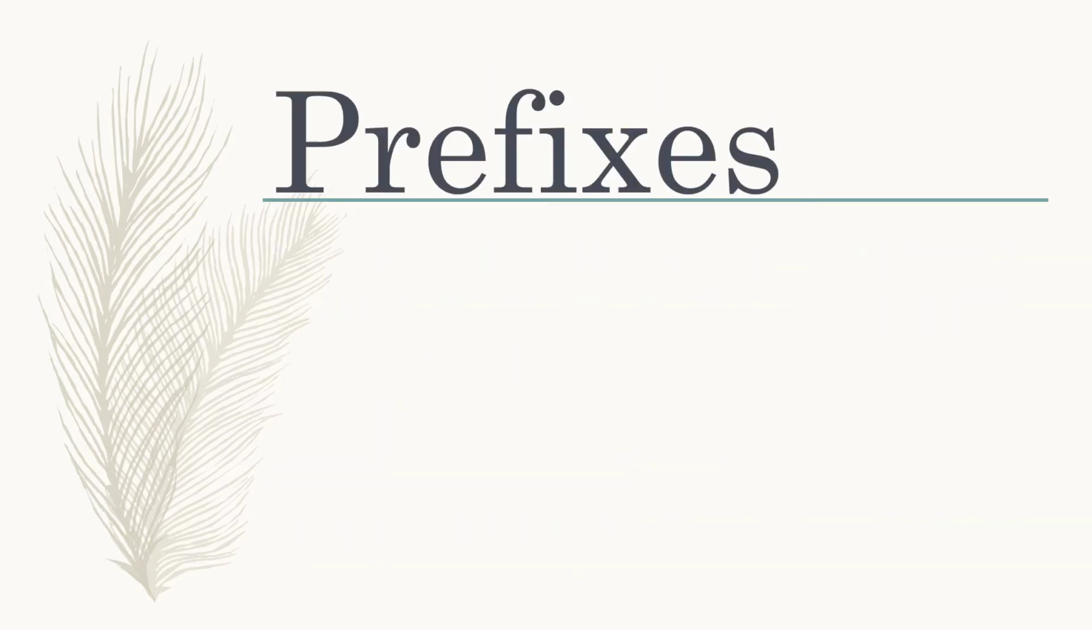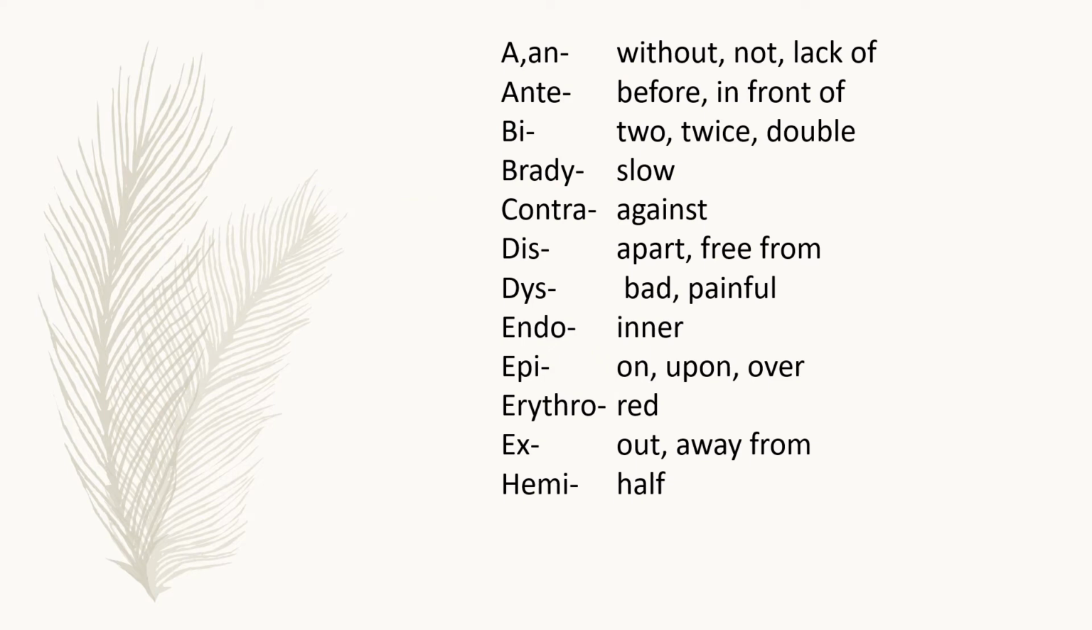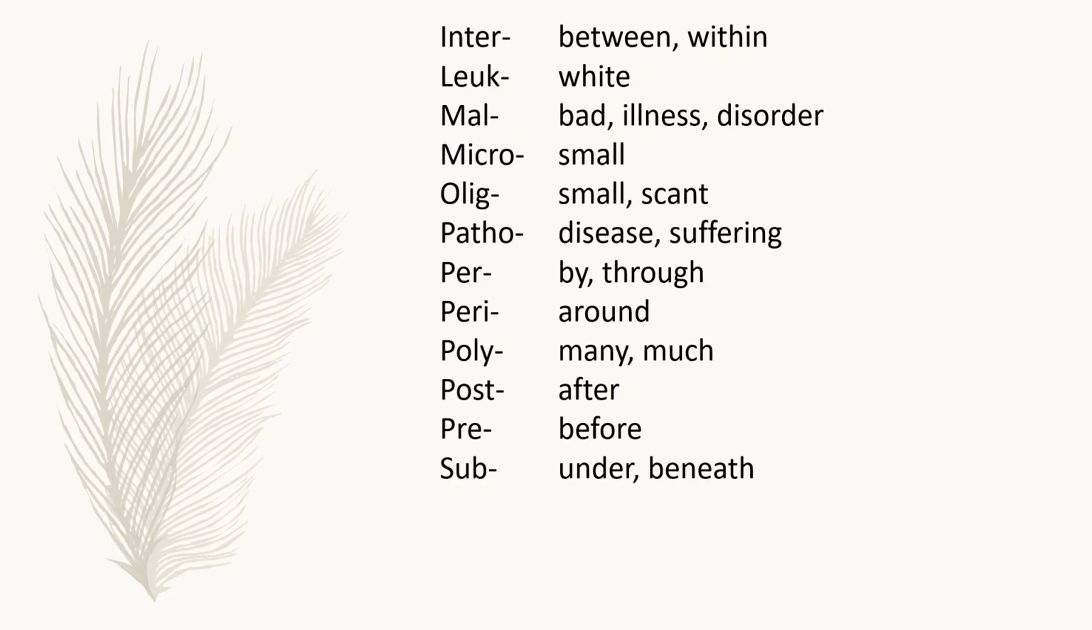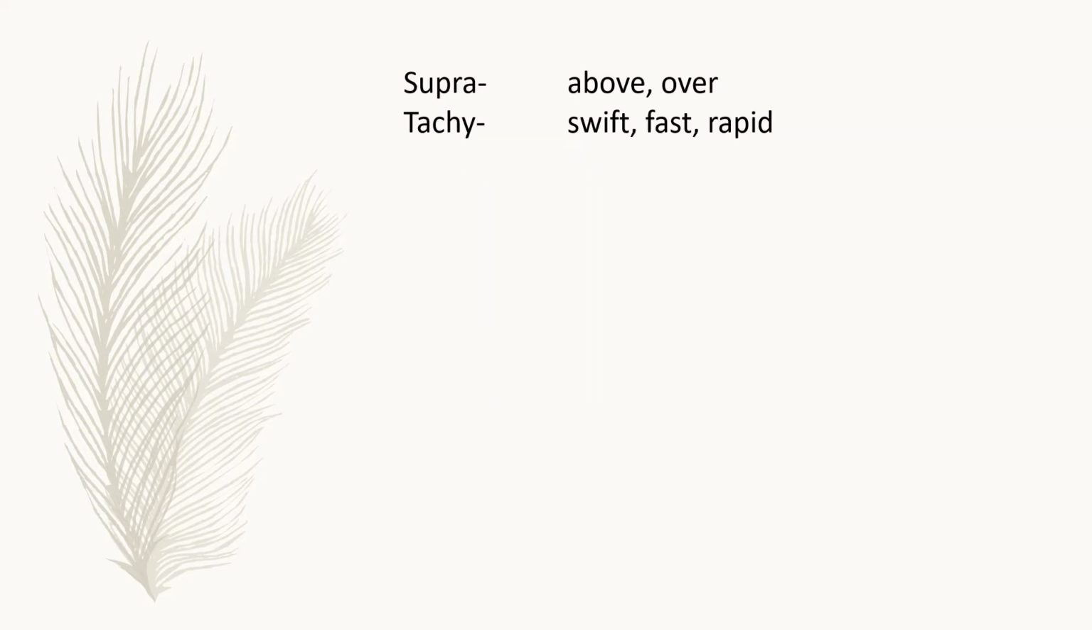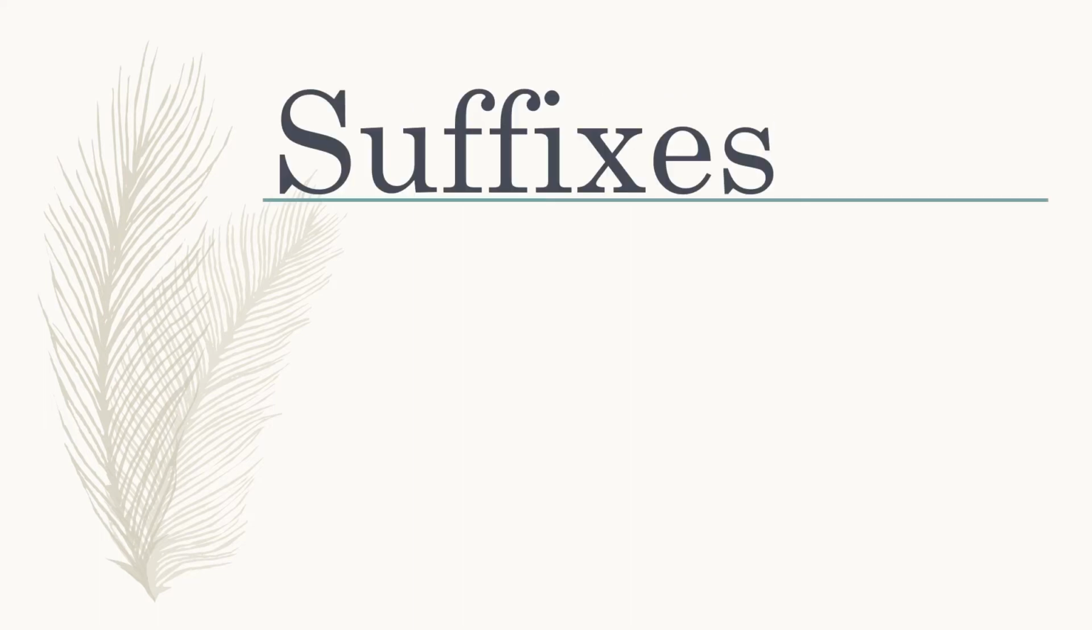So prefixes are the words or the parts of the word at the very beginning. It kind of gives you a clue as to what's going on. Suffixes are the part of the word at the end. And again, they just give you a little more clues as to what's actually going on.